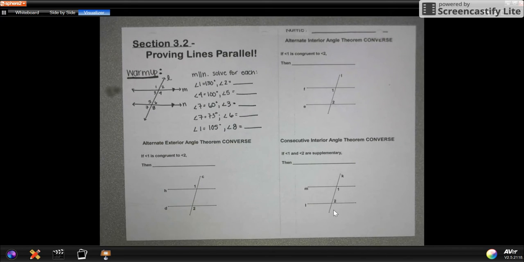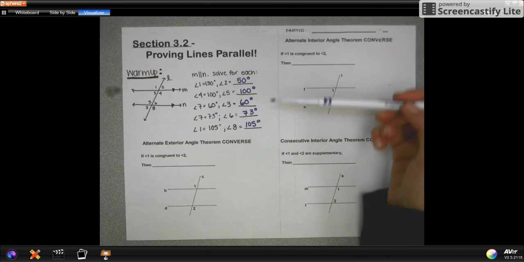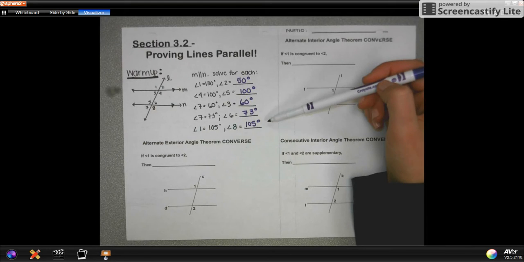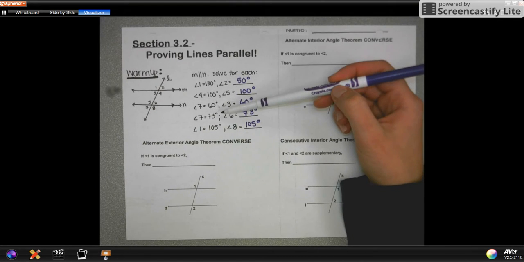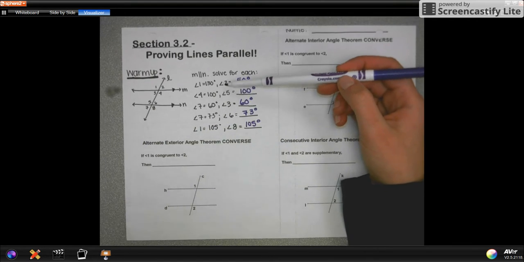Okay, so right now you should have this worksheet in front of you. You're gonna pause the video and then you are going to do this warm up. And when you're done, you can resume. Okay, so you should have gotten these answers for each one. These are all independent of each other, so they're not based on the one before it.